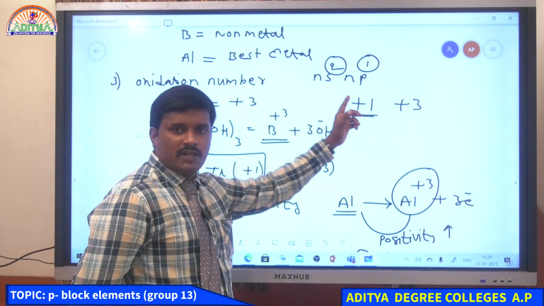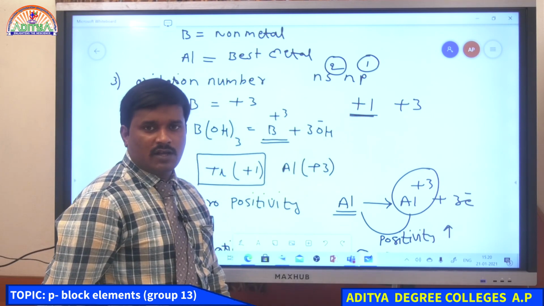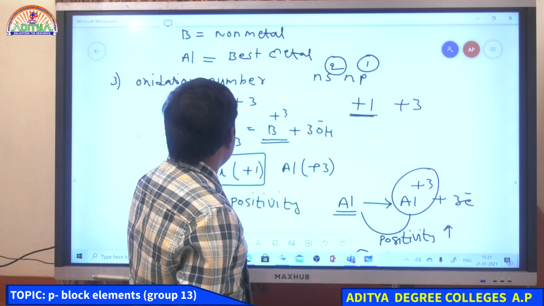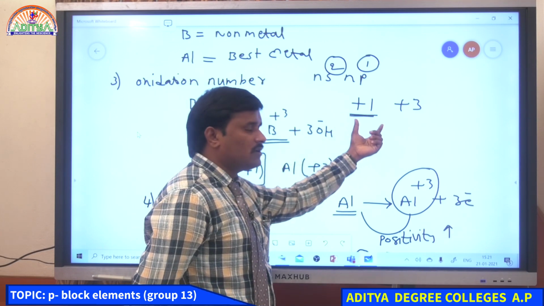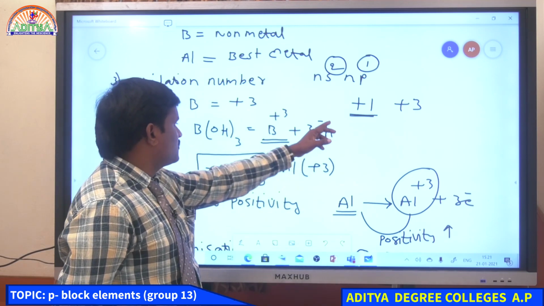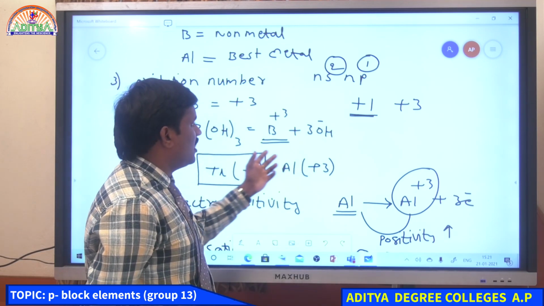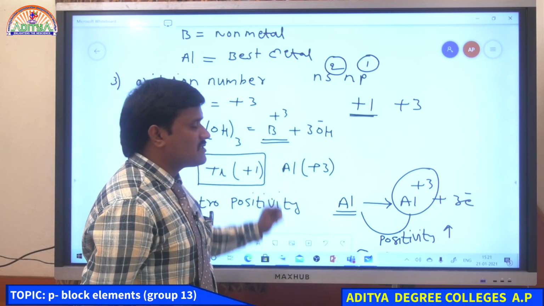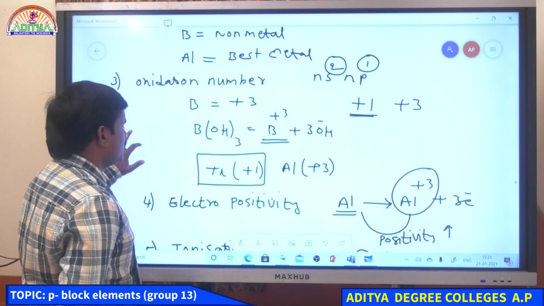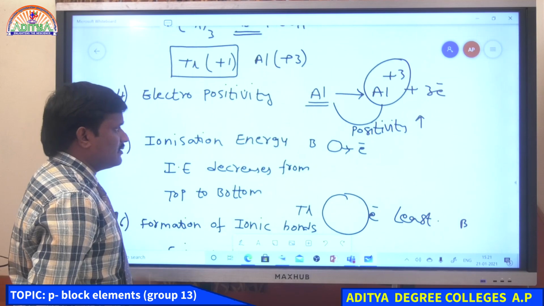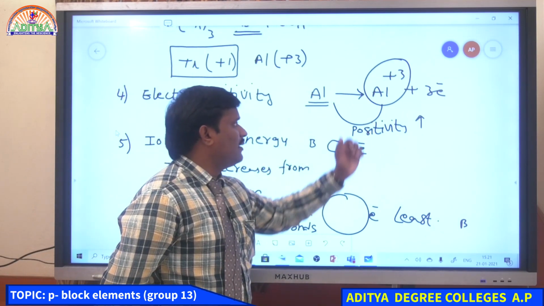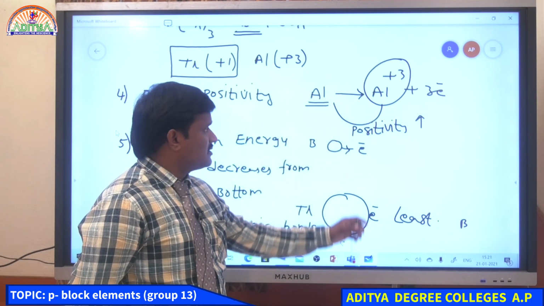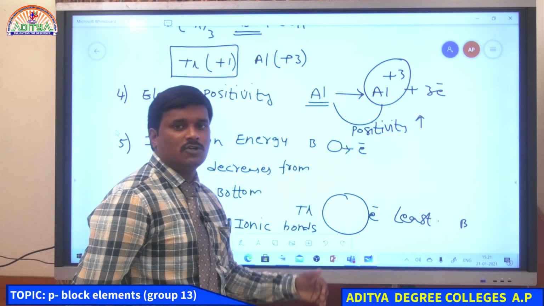Based on electronic configuration, it has ns2 np1 configuration. So there are 3 electrons in the outer shell configuration. Therefore, the general oxidation number for this family is +1 and also +3. The +1 is mainly for thallium, and the remaining elements almost exhibit +1 as well as +3. In this, boron has only the +3 oxidation state. And the fourth one is electropositivity, that is, it is easily converted into Al+3. So neutral aluminum is converted into Al+3. It means electropositivity increases from top to bottom.